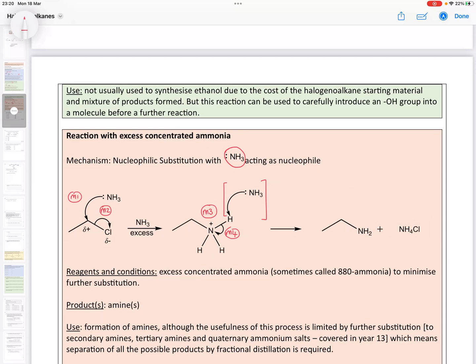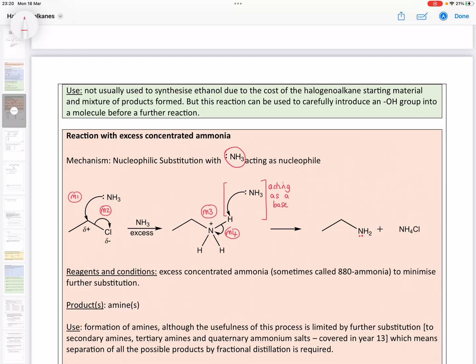Okay. The second step here is ammonia acting as a base to deprotonate that amine to give you the final amine product. The reagents and conditions here are excess concentrated ammonia. The reason that we use an excess of ammonia is because the amine that has been formed is also capable of acting as a nucleophile.